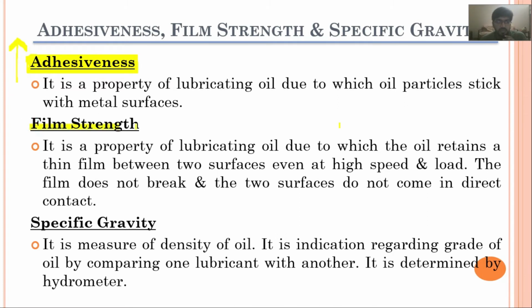Next is the film strength. Film strength is generally directly related to oiliness. The higher the oiliness, the higher the film strength. It represents that even when operating at higher speed and higher loads, the film is not going to break. It means the lubricant oil will consistently form a thin film between the two moving components, and it will not break.